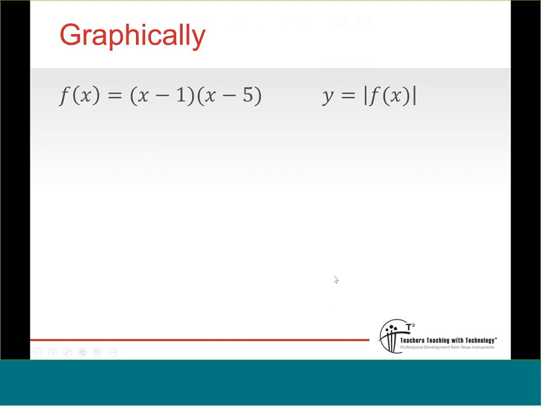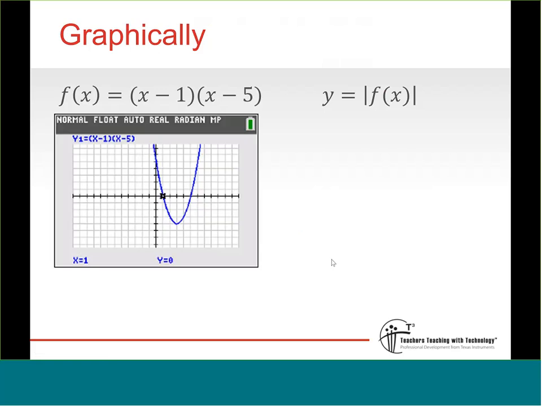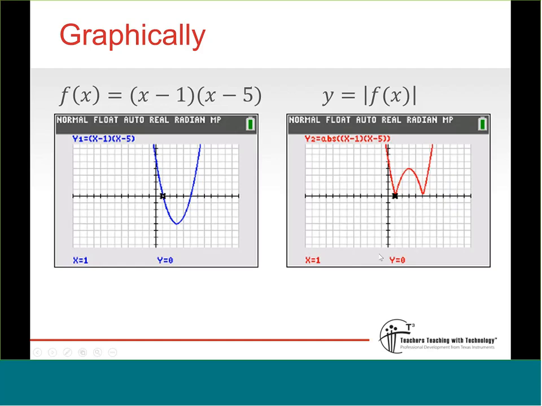Yeah. Graphically, this was one of the ones that works so well, especially with color, on the Nspire and on the 84. Here I have the graph of x minus 1, quantity x minus 1 times x minus 5. And what does the absolute value of that look like? And so it looks like this.